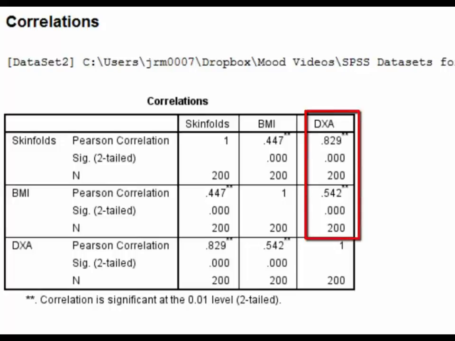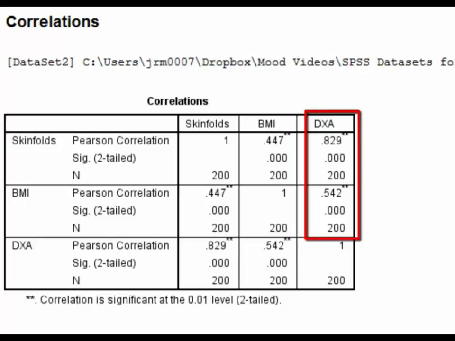You can look at the rightmost column and see where the most error is for estimating DEXA determined percent fat. The correlation between skin folds and DEXA is 0.83. The correlation between BMI and DEXA is 0.54. So there's more error to predict or estimate DEXA determined percent fat from BMI than there is in skin folds.